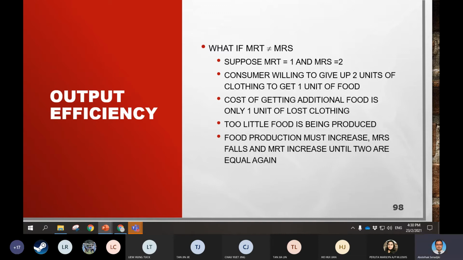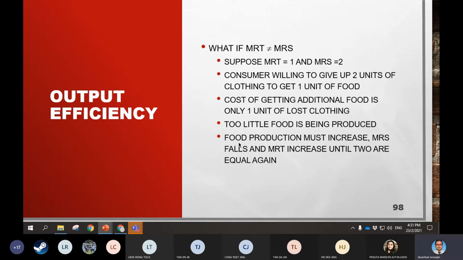So here too little food is being produced, since once we lose one clothing, we produce only one additional food. So too little food will be produced. But food production must be increased because the marginal rate of substitution is very high. People are willing to give up 2 units of clothing to get one food.